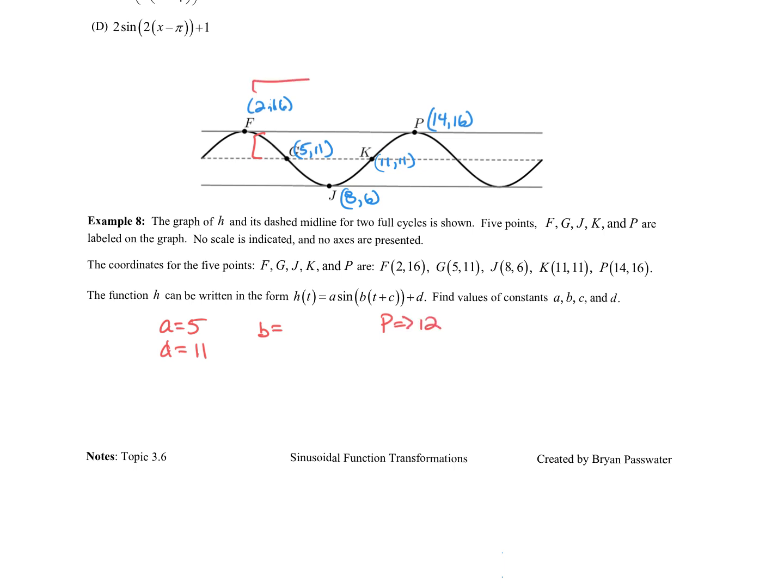It goes from 2 to 14. So my period is 12, right? Well, what's my normal period of sine? 2 pi. And so I'm going to take 2 pi divided by B is equal to 12. And so what does B equal? Pi over 6. Exactly. Good. And so B is equal to pi over 6. And so right now I have A is what? 5, and then sine of pi over 6 times T plus C, and then plus 11. And so this is what we have going on right now.